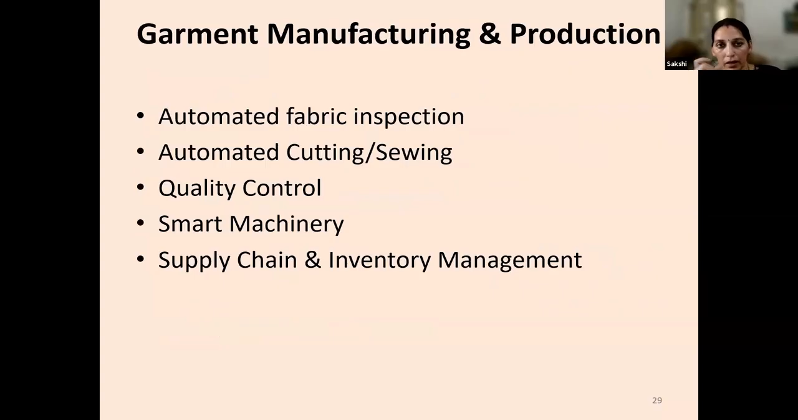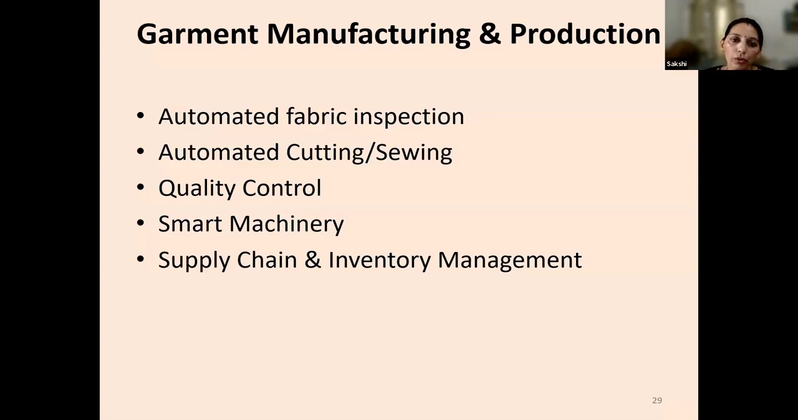Next is the actual production, that is garment manufacturing. In the production process, how is AI being used? In garment manufacturing, it is used for inspection of fabric and even automated cutting. First is layout, then cutting, and then while stitching a garment, quality control will be done. And for stitching of a garment, smart machineries are there for different products, which I will list down. And supply chain and inventory management means depending upon the demand, how much fabric is to be kept.